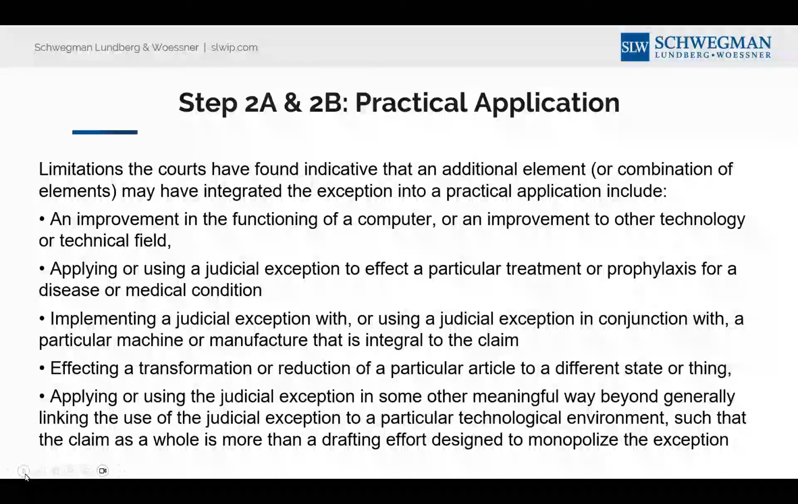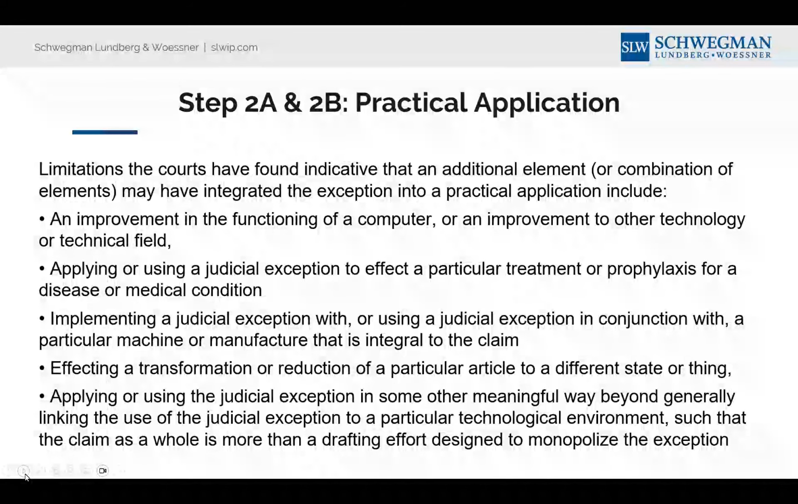So another part under steps 2A and 2B of the USPTO's subject matter eligibility analysis is practical application. They have found that if there are additional elements within the claim that are directed to a practical application, it can help you to overcome a 101 rejection, whether it's an improvement in the way the computer functions, or a particular treatment, and being able to include that in the claims. But I'll talk a little bit about that later in more detail.